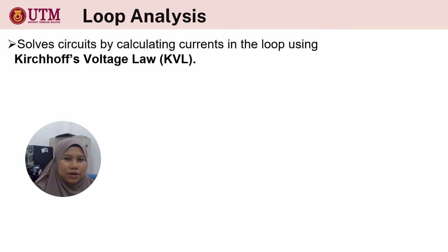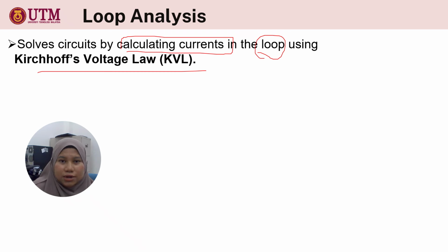Before this, we have learned about nodal analysis. Now we want to go to loop analysis. What is loop analysis? Loop analysis is used to solve for the currents. Actually, we want to find the currents in the loops using KVL. Just now, nodal analysis used KCL. Now, for loop analysis, we are using KVL.